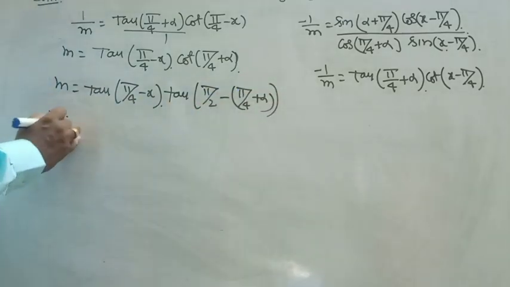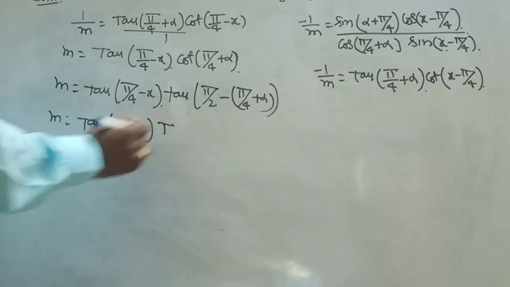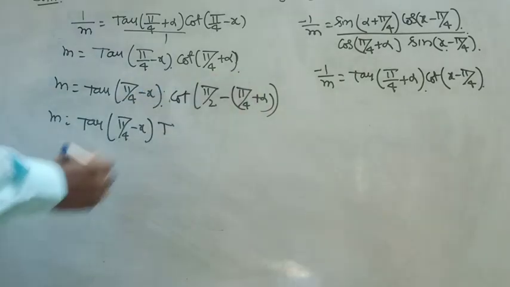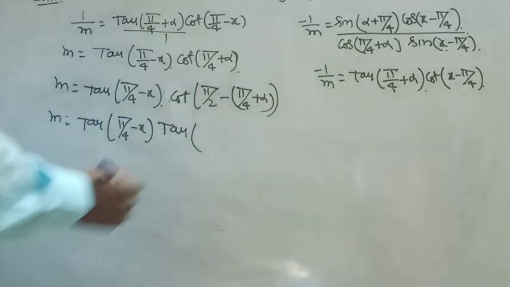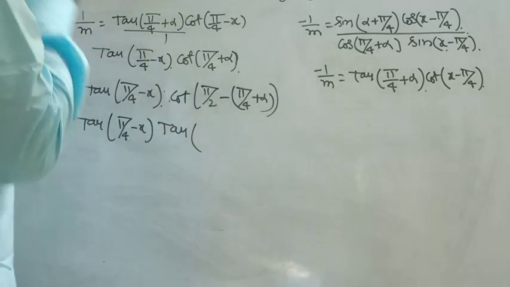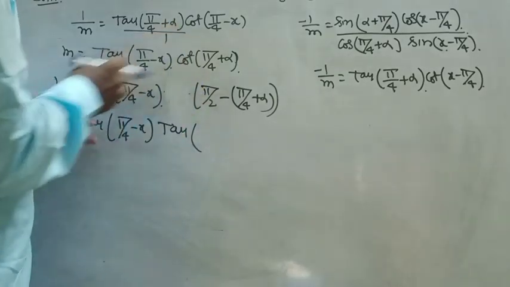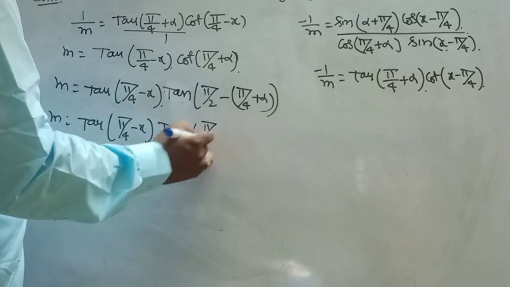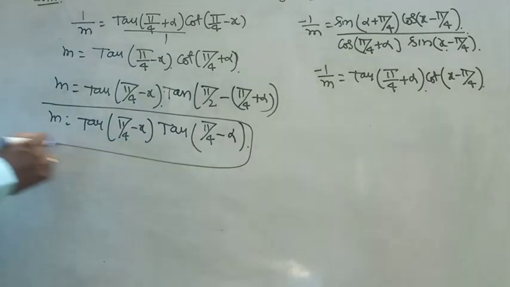Now m is equal to tan (pi by 4 minus x) into, fine, this is actually cot theta equals tan (90 minus theta). Now we have got tan (pi by 4 minus alpha). You see, my dear students, here is some small logic: this cot only we have converted into tan, like this. Tan (pi by 2 minus pi by 4 minus alpha) is nothing but tan (pi by 4 minus alpha). See how beautifully we have got this problem.